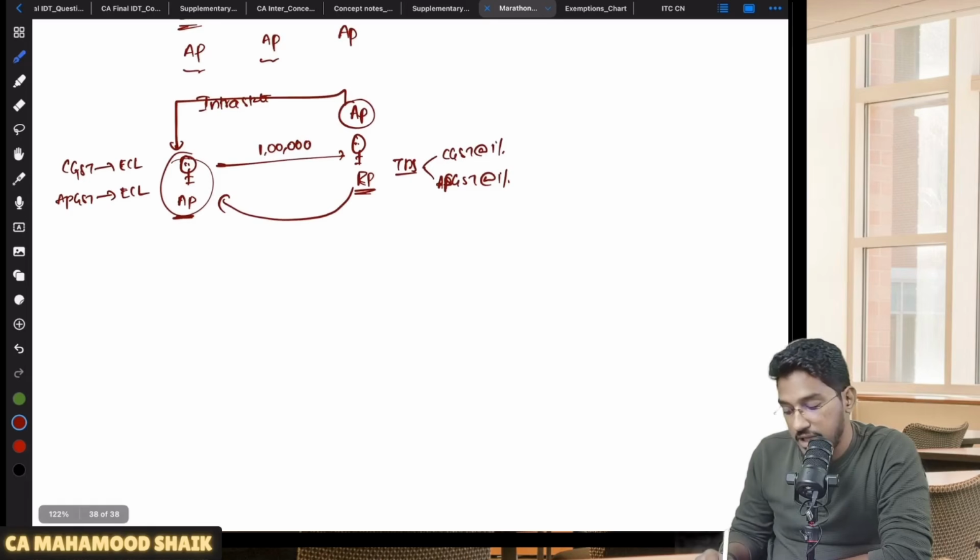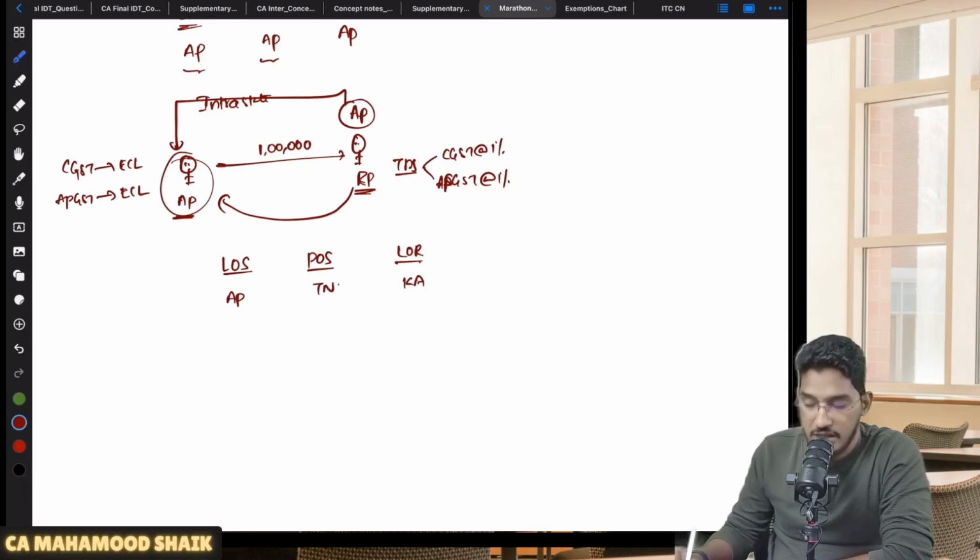Now let me tell you a different scenario. Let us say location of the supplier, place of supply, location of the recipient. Location of the supplier is in Andhra Pradesh. Place of supply is in Tamil Nadu. Location of the recipient is in Karnataka. Will TDS become applicable? Yes.